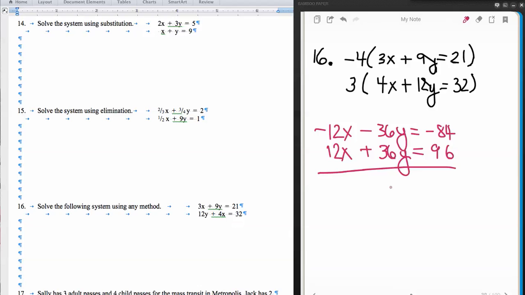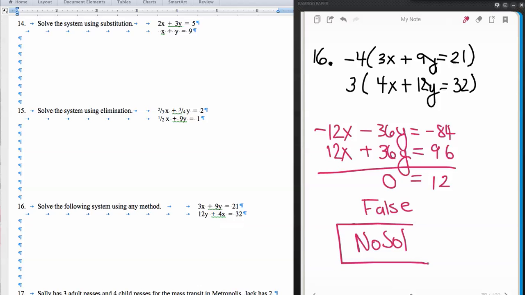When I go to add these, I see that this side is 0, just like I wanted it to be, but the y's are also 0. So I'm going to write in a 0 there so I don't lose my equation, and then 96 minus 84, which is 12, and it's a +12. This is a false statement. Anytime I get a false statement, that means that there is no solution. So we don't just write false. We don't say that this is inconsistent. We say that there is no solution. That is actually the answer.